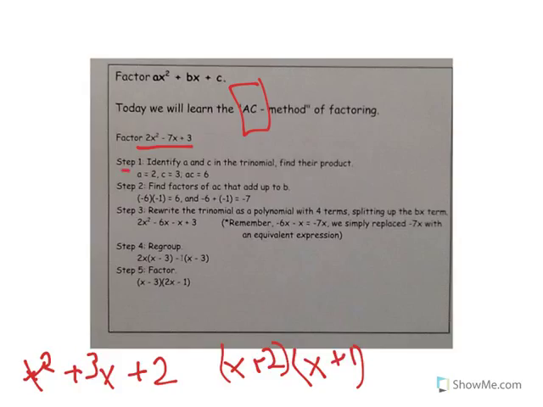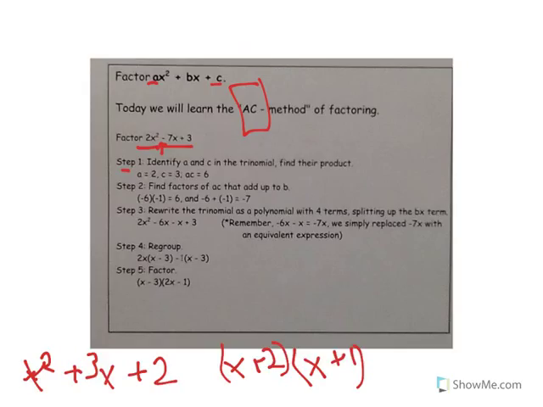So a's value is going to be 2, because that's in front of the x squared part. If you look here, there's the a value. c's value is going to be 3. When I multiply them together, I get 6. I know that there's a negative sign right there, so it's actually going to have to be negative numbers, don't forget that.